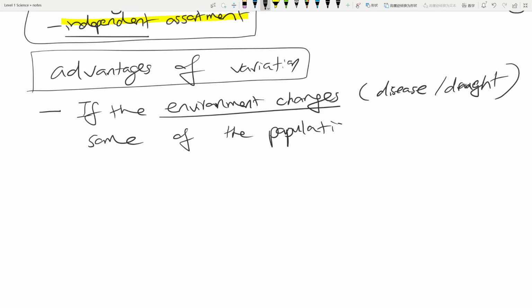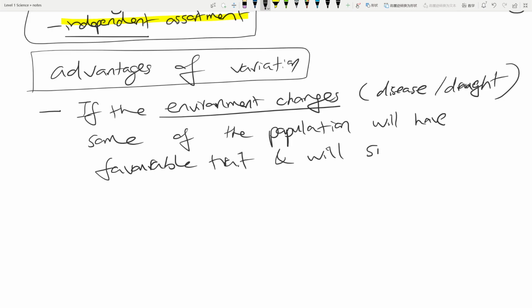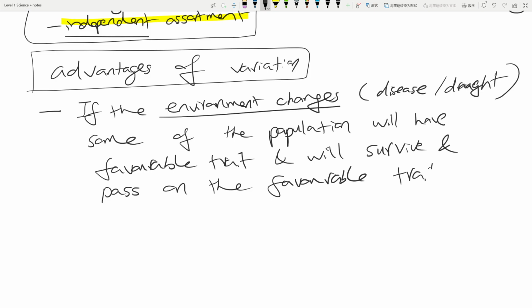Some of the population will have a favorable trait to survive and will survive. Oops, can't spell. Survive and pass on the gene, and pass on the favorable trait. So that just means it won't get completely wiped out, like I mentioned about the kiwi fruit.